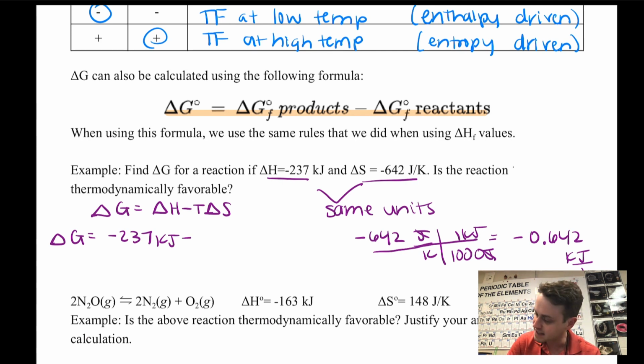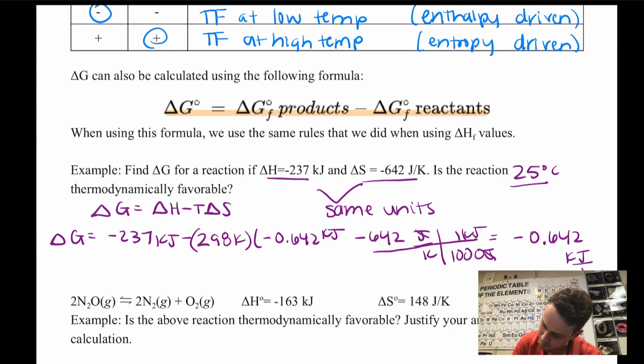Okay, let's say that this is at 25 degrees Celsius. I'm making that up. Let's imagine that the problem said that it is at 25 degrees Celsius. So that would be 298 Kelvin. So I added 273 to that. And then that's negative 0.642 kilojoules over Kelvin. So Kelvin cancels. So that's negative 237 minus 298 times negative 0.642.